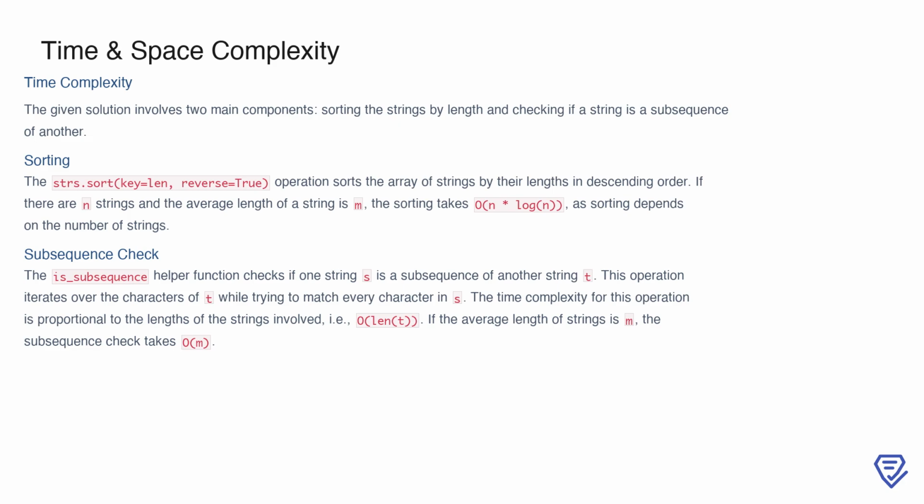Next, we have the subsequence check. The is_subsequence function works by iterating over the characters of the second string, trying to match each character in the first string. Since this process depends on the lengths of the strings involved, it has a time complexity of O(len(t)). If the average string length is m, the subsequence check takes O(m) time per comparison.